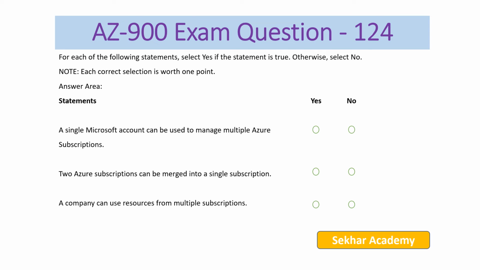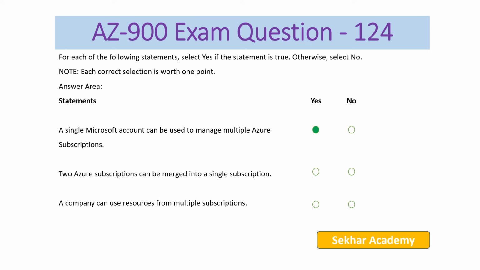A single Microsoft account can be used to manage multiple Azure subscriptions. The options we have are yes and no. So the single Microsoft account can be used to manage multiple Azure subscriptions? The right answer is yes. You can have multiple subscriptions under one account, so you don't need to maintain a different Microsoft account for each Azure subscription. With only one Microsoft account, you can have many Azure subscriptions under it.